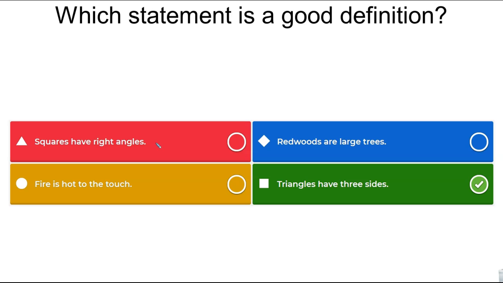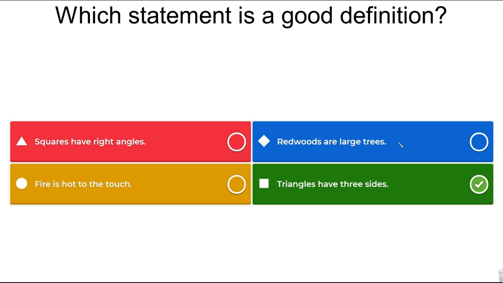If I think of it in conditional form, it's not reversible. I could say if a figure is a square, then it has right angles, which is true. But if I reverse that, if a figure has right angles, then it's a square. That's not true. There's a bunch of counterexamples of that. So that's why that one's not a good definition. Same thing with the blue option, redwoods are large trees. Again, if it's a redwood, then it's a large tree. That's true.